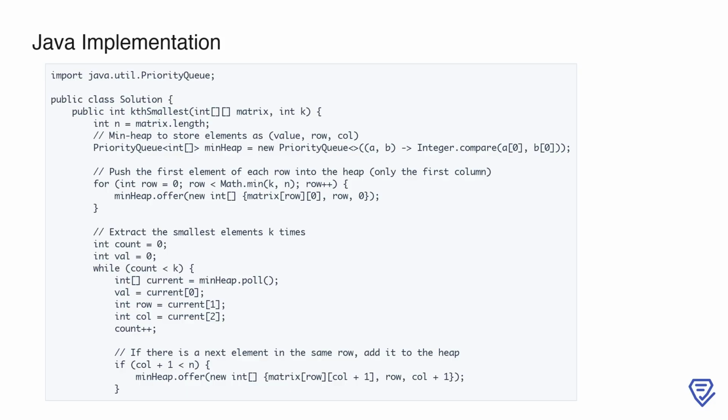We then populate the heap with the first element of each row. However, we only consider the first column and limit the number of rows added to the heap to the smaller of k or n, as we only need enough rows to find the kth smallest element. Each entry in the heap is represented as an array, [value, row, col], where value is the matrix element, and row and col are its indices. This setup ensures that the smallest elements will always be extracted first during the process.